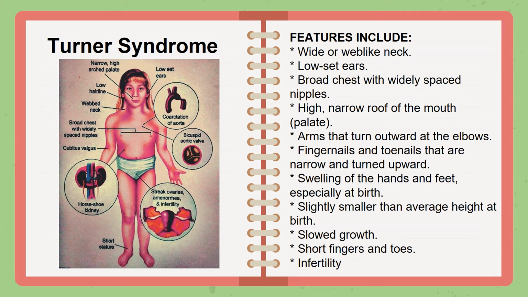These are the features of Turner syndrome: wide or web-like neck, low-set ears, broad chest with widely spaced nipples, high, narrow roof of the mouth, arms that turn outward at the elbows, fingernails and toenails that are narrow and turned upward, swelling of the hands and feet, especially at birth. They have slightly smaller than average height at birth, slowed growth, short fingers and toes, and also infertility.